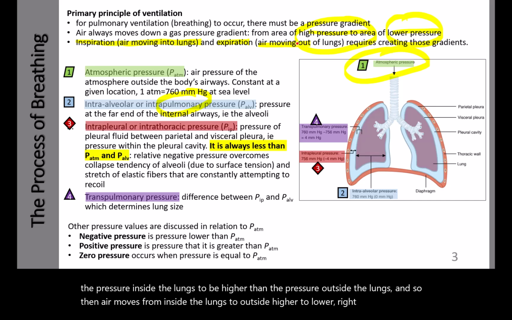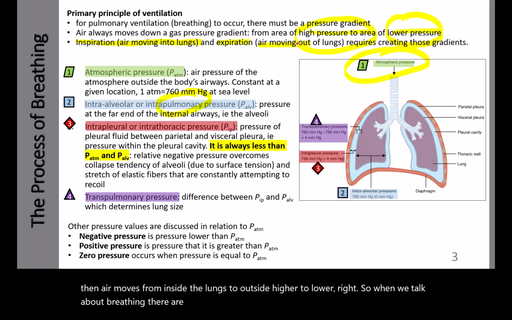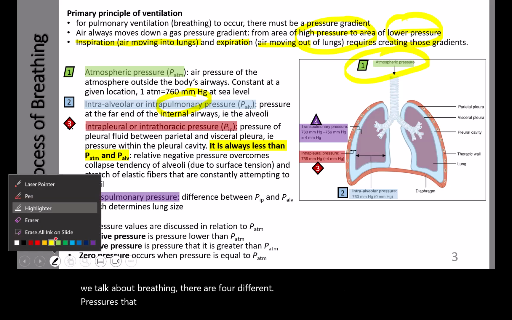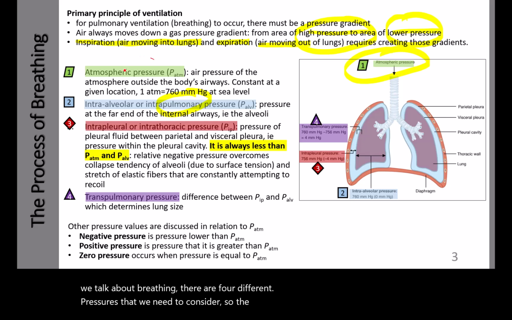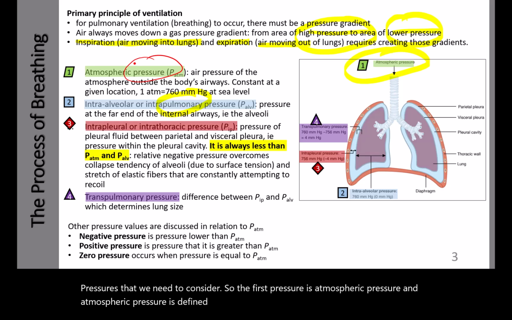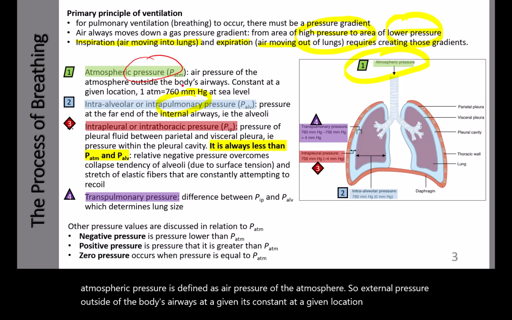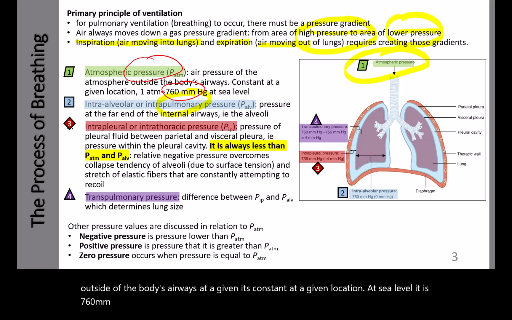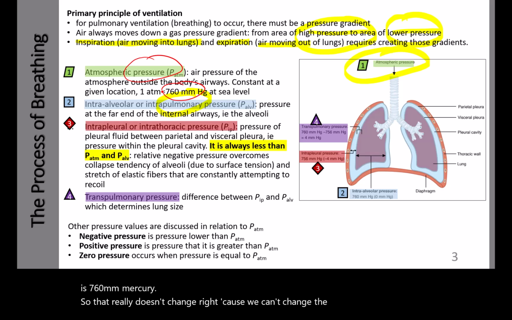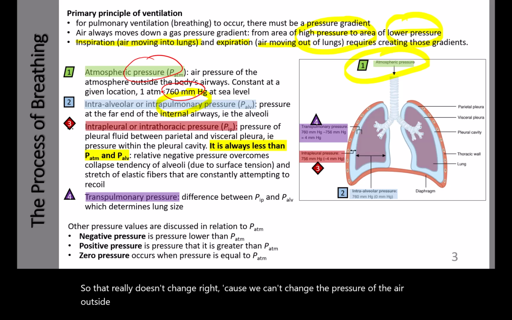So when we talk about breathing, there are 4 different pressures that we need to consider. The first pressure is atmospheric pressure. Atmospheric pressure is defined as the air pressure of the atmosphere, so external pressure outside of the body's airways. It's constant at a given location. At sea level, it is 760 millimeters mercury. So that really doesn't change, right? Because we can't change the pressure of the air outside unless we go to a different spot in the world.